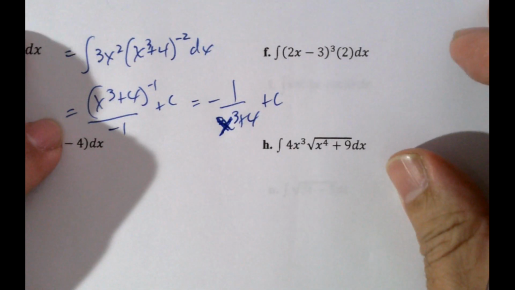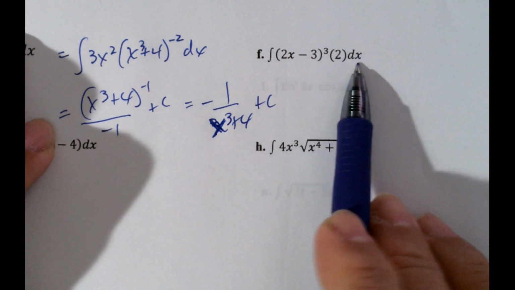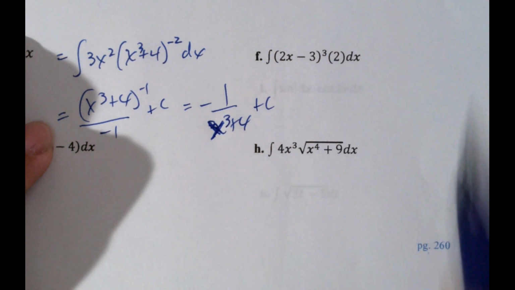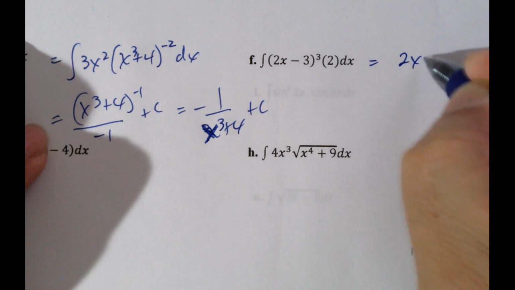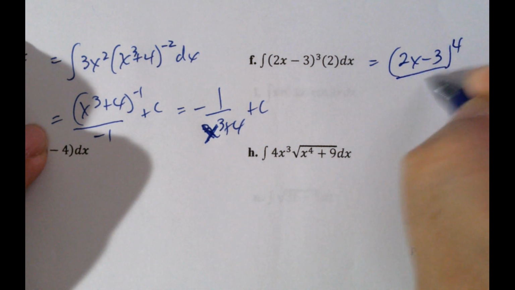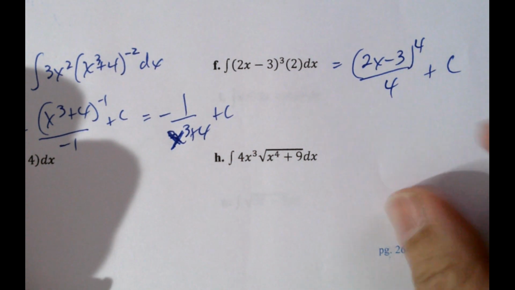All right, here we go. What's the derivative of 2x minus 3? It's 2. So that's an exact match. So power rule on that. So it's 2x minus 3 to the 4 over 4 plus c. Can't really clean that up much, so we'll leave it just like that.